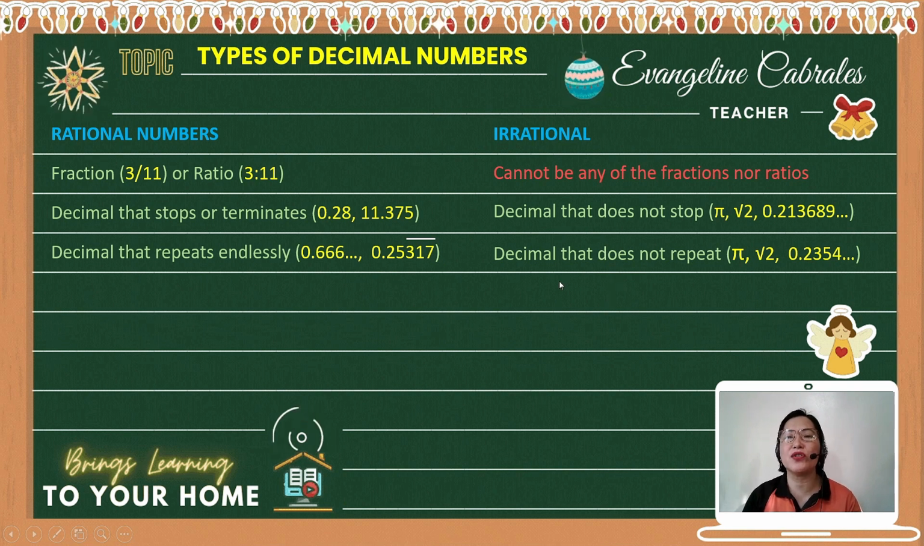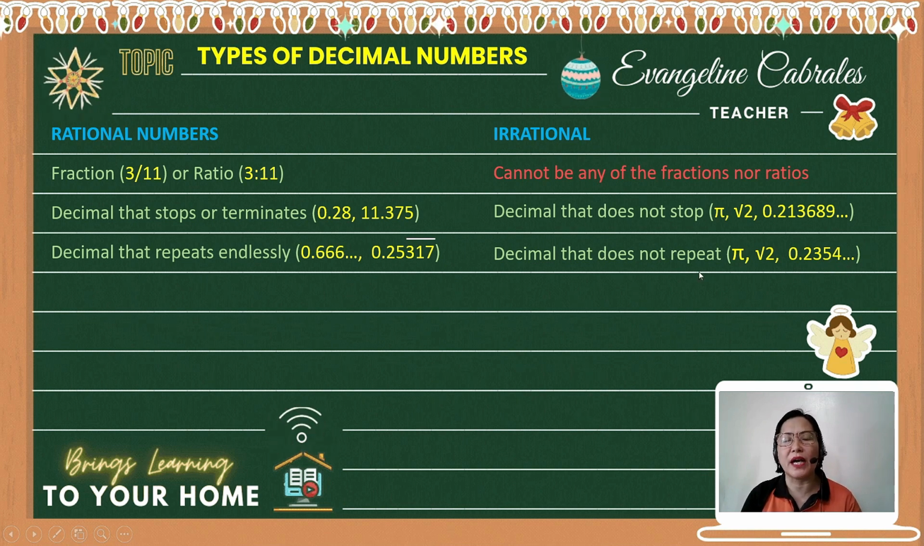Dito naman sa irrational, decimal that does not repeat. Ang equivalent ng pi ay 3.14 at may mga kasunod pang number. So, kung titingnan ninyo sa calculator o kung i-google ninyo, walang umuulit na digit sa equivalent ng pi. Ganon din sa equivalent ng square root of 2. Ganon din dito sa number na ito kasi ito ay 0.2354... kung ano mang kasunod pa niya dahil may tatlong tuldok na kasunod.